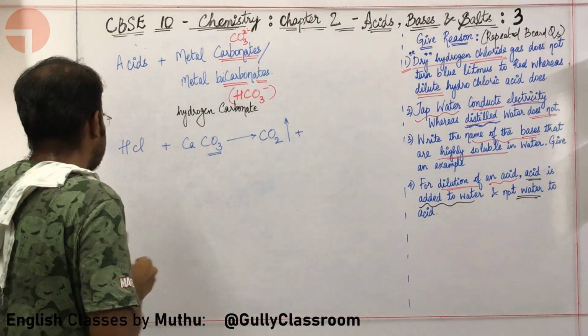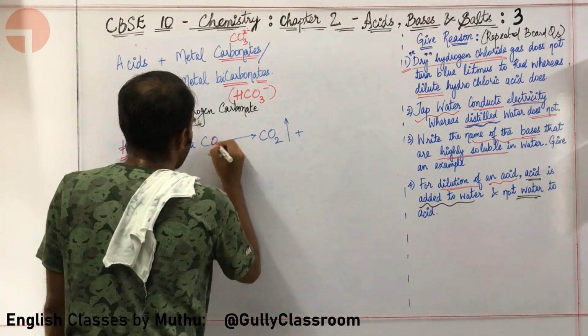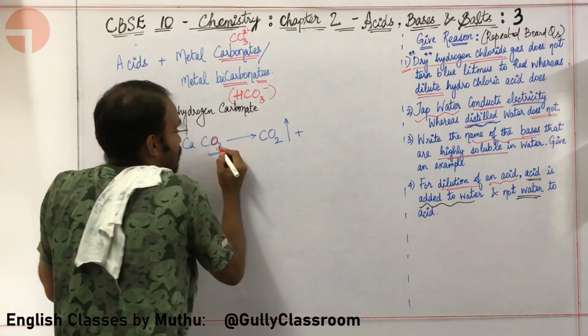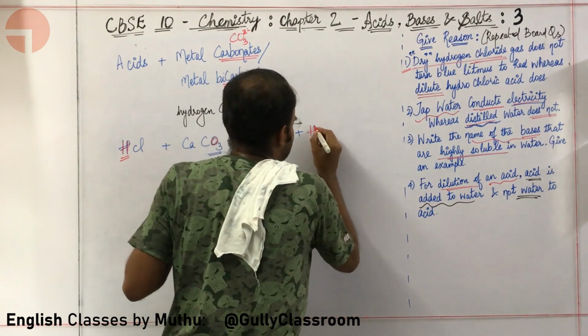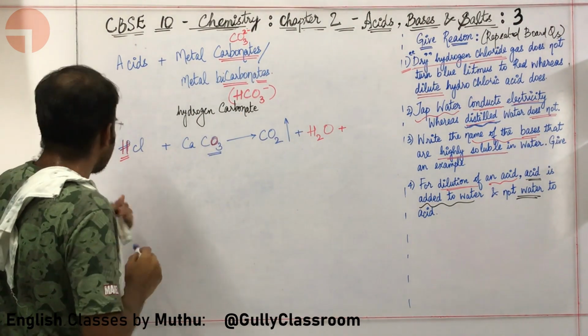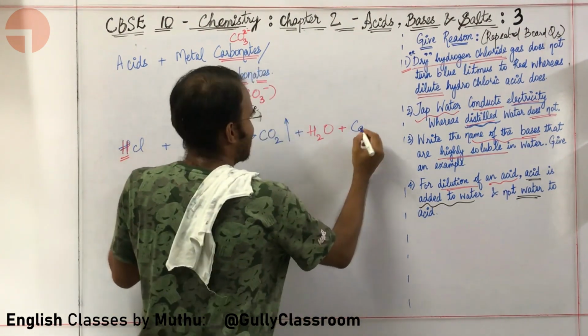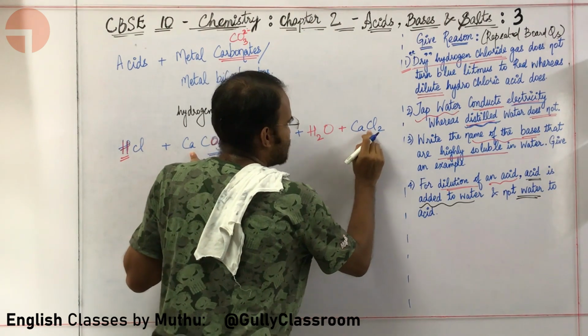Okay sir, what next? Here there is hydrogen H and here there is oxygen. Whenever hydrogen and oxygen are present in the reactant side, you usually get water out of it. What is the salt that is formed? Here there is chlorine and here there is calcium. We will get calcium chloride.